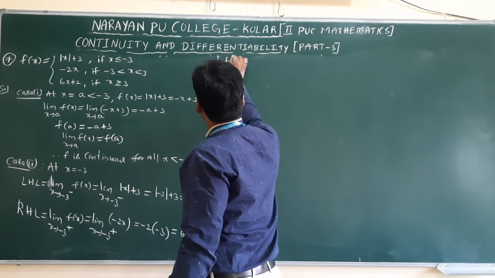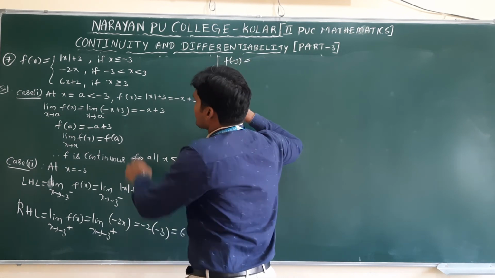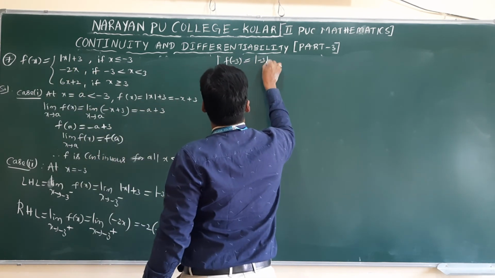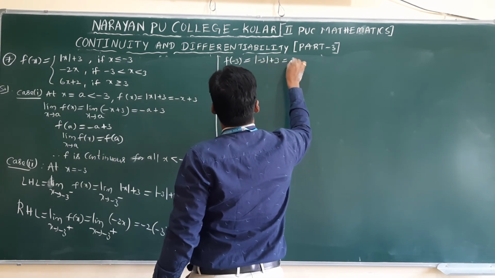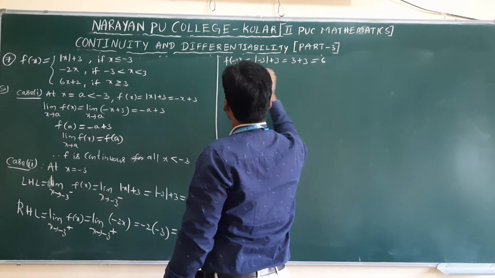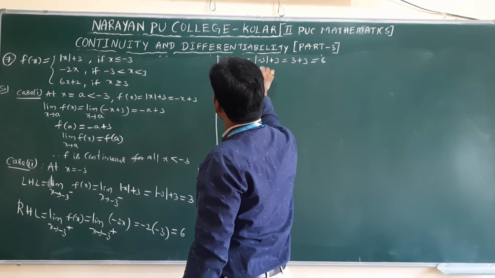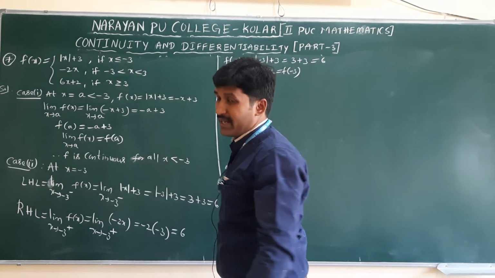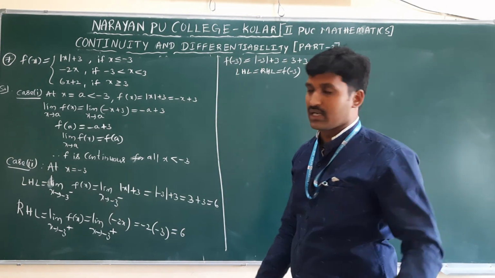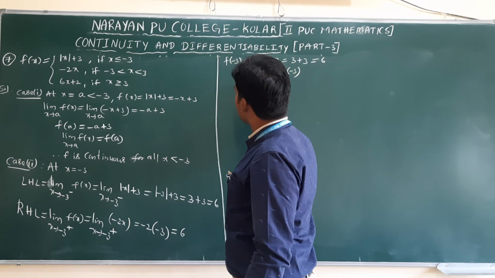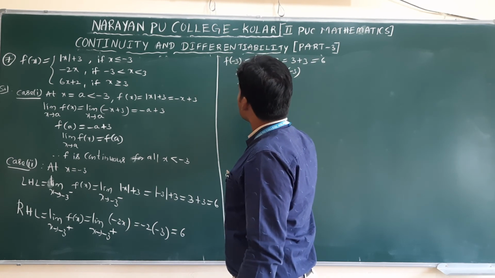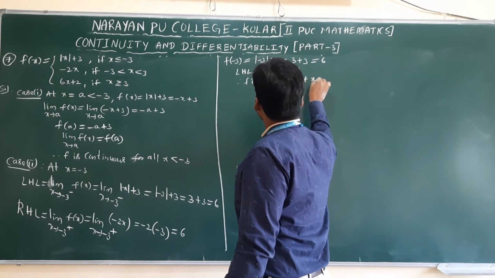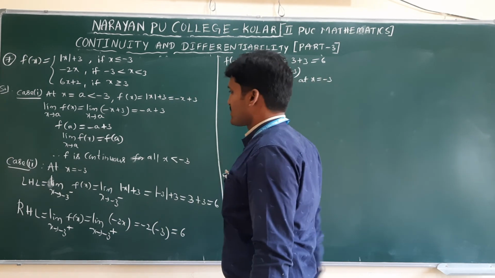Next, function value f of minus 3. At x equal to minus 3, what is the function? Mod x plus 3, x value is minus 3. So mod of minus 3 plus 3, that is 6. Here LHL value, RHL value, f of minus 3 value, all 3 values are equal. That's why we can say that f is continuous at x equal to minus 3.